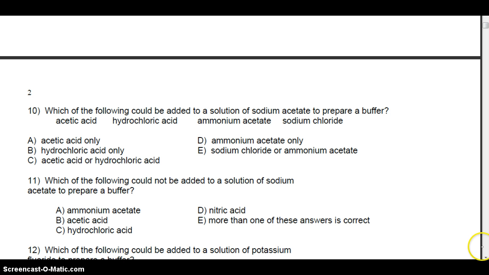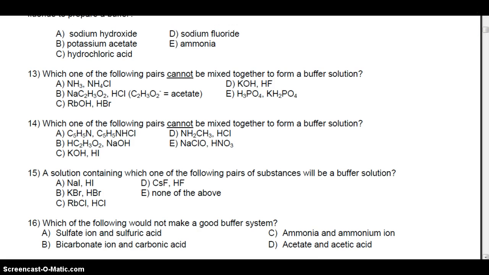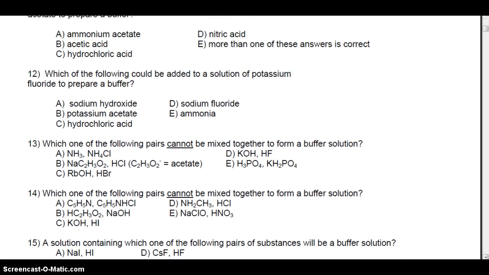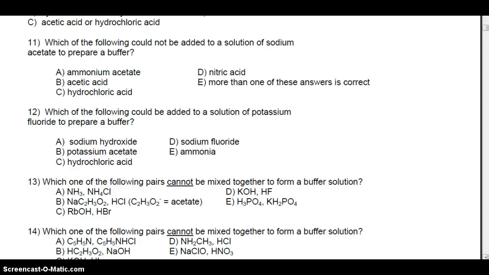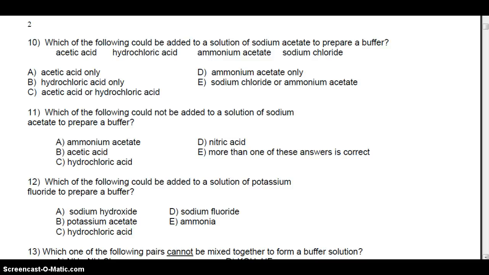All right. Number 10. It says, which of the following could be added to a solution of sodium acetate to prepare a buffer? So we've got a salt, basically. It's supposed to be an H. You guys know how this goes with me. Sorry. All right, so there's our salt.